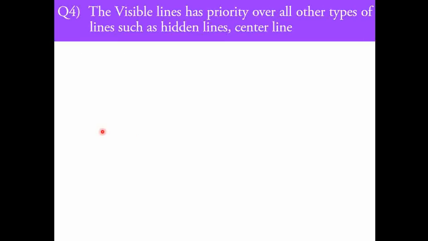Okay, now the next question. The visible lines have priority over all other types of lines such as hidden lines and center line.